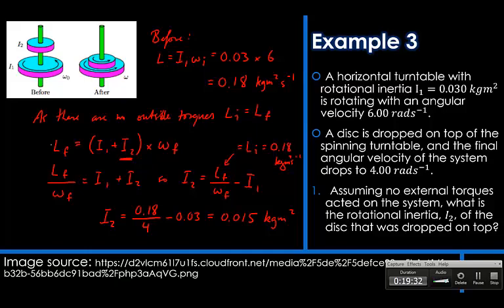Then we wrote an expression for the final angular momentum, which included the quantity that we wanted to figure out. This is basically just the total rotational inertia times the final angular velocity. And then we rearranged that for the quantity that we wanted to find out. Okay.